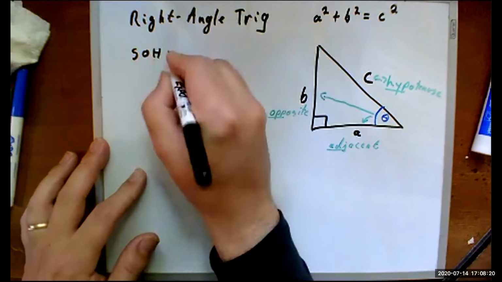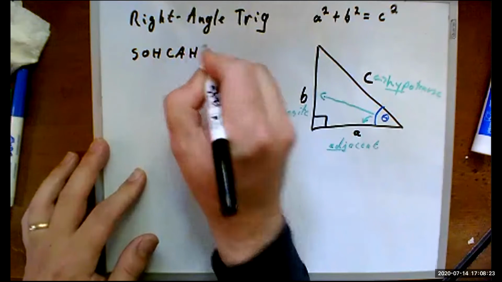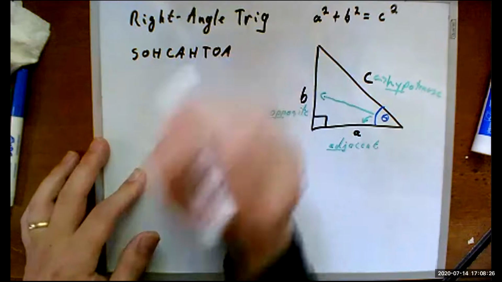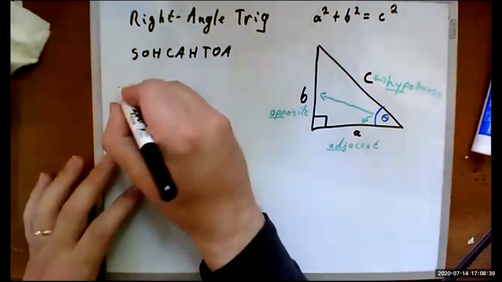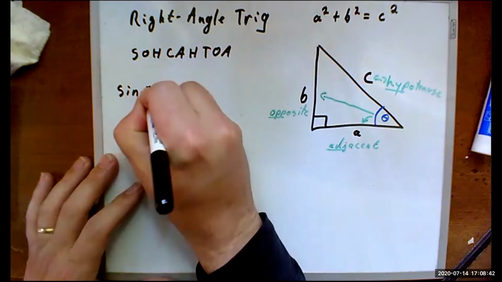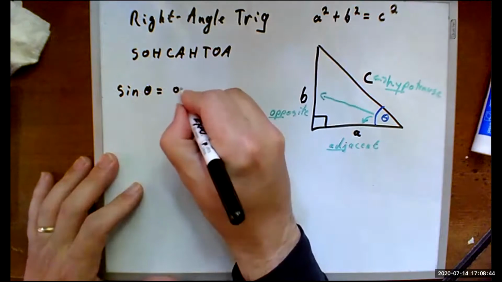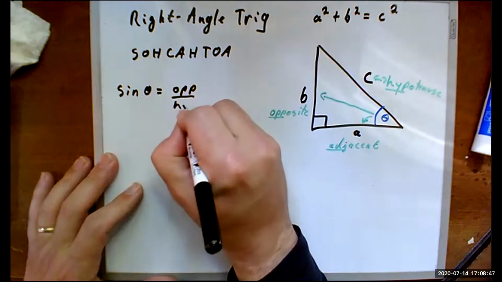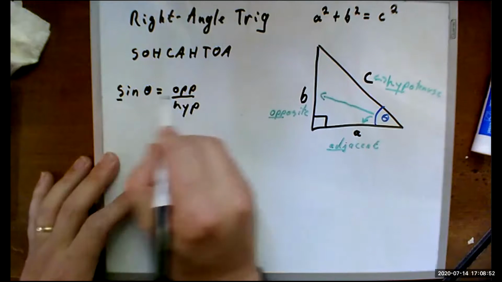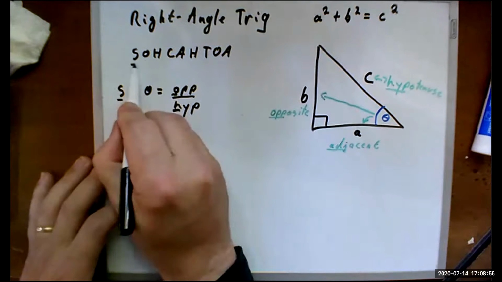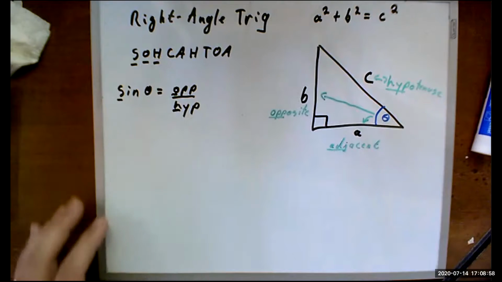And I'm going to write this down, and then I'm going to explain it. SOHCAHTOA is how that is pronounced, and it is a mnemonic, and it helps us remember all of the pieces of our trigonometric functions in right-angled triangles. So, what does this mean? It means this. Sine theta is equal to opposite over hypotenuse. So the S, the O, and the H are dealing with the S, the O, and the H there.